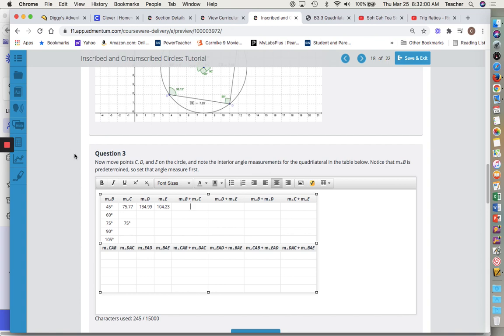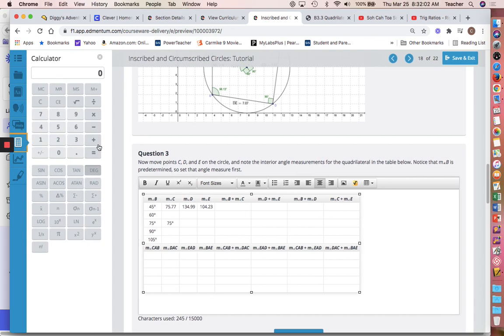All right, so I'm going to add B and C together. Let me get my calculator out. So I'm going to take the 45, which is angle B, and add it to angle C, which is 75.77. All right, I get 120.77. Now I'm going to add D and E together. So I'm going to add these two. You're going to add yours together.